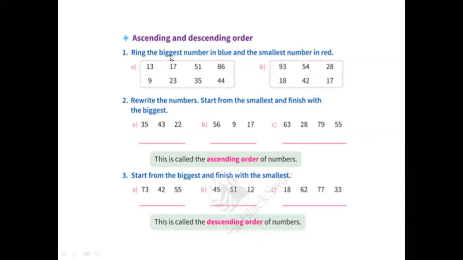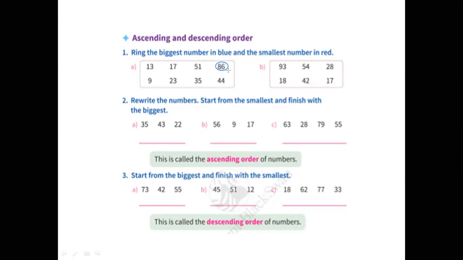First one. Ring the biggest number in blue. Which color do we have to ring? Blue color. And the smallest number in red. See here, many numbers are there. 13, 17, 51, 86, 9, 23, 35, 44. In this, which is biggest? 86 is biggest. So we have to ring it in blue color. Take your blue color pencil and ring it with blue color.